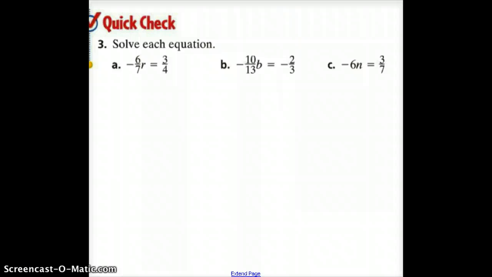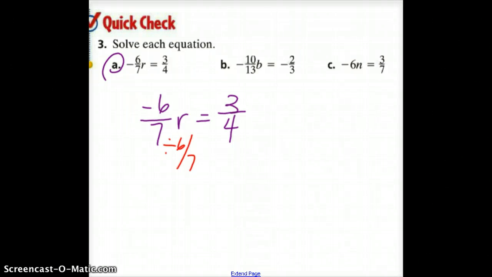All right, one more example. We'll do r here. Negative 6/7 times r equals 3/4. I want to get r by itself, so I'm dividing by 6/7. Oops, don't forget the negative. Dividing by negative 6/7. This cancels.